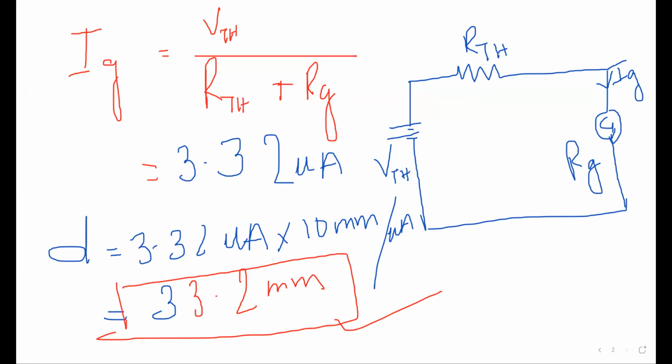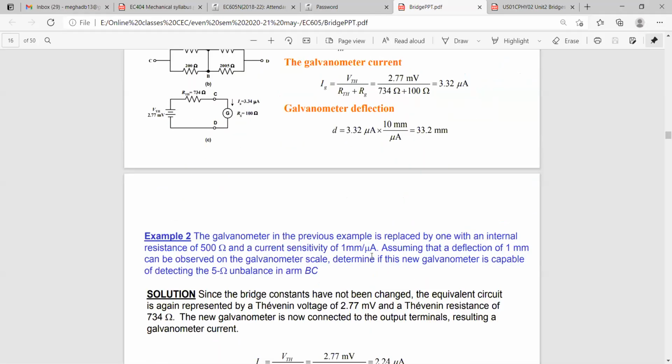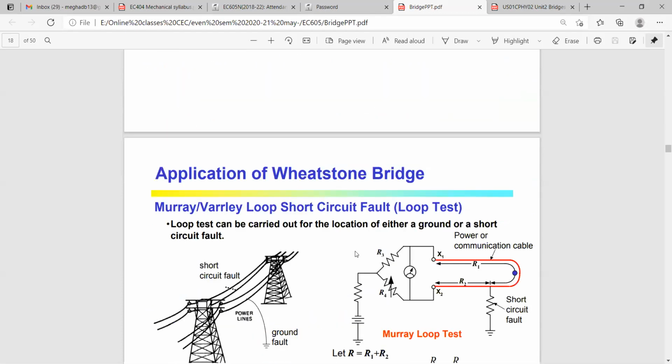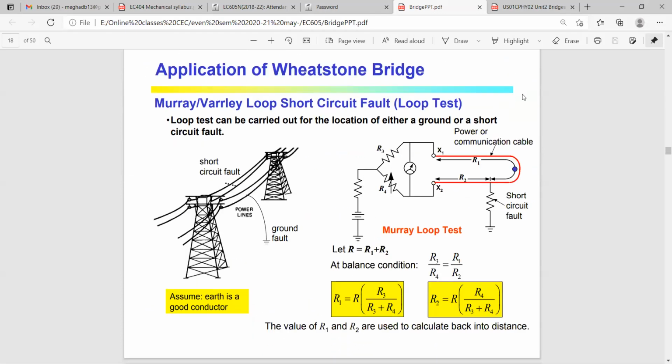Okay, I'm sharing my presentation again from where I left out. So this is the problem which we did just now. Another problem is there that I will give you in the homework. Now let us come to some of the applications of Wheatstone bridge, though it is not so much in your syllabus, but just try to keep in your mind where Wheatstone bridge is applied.